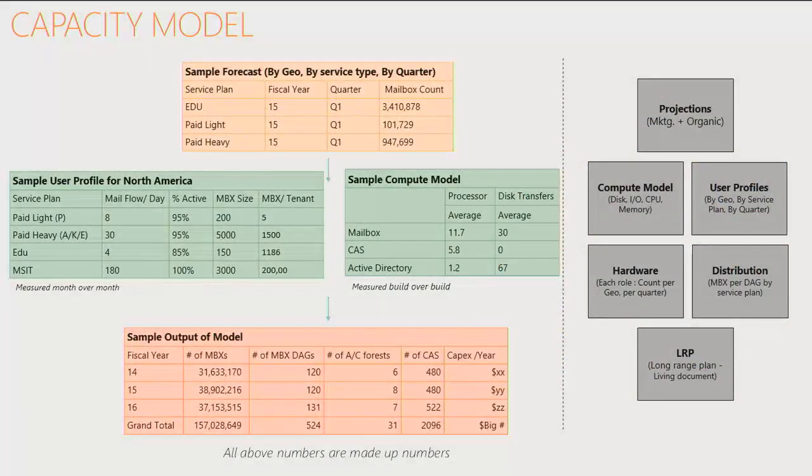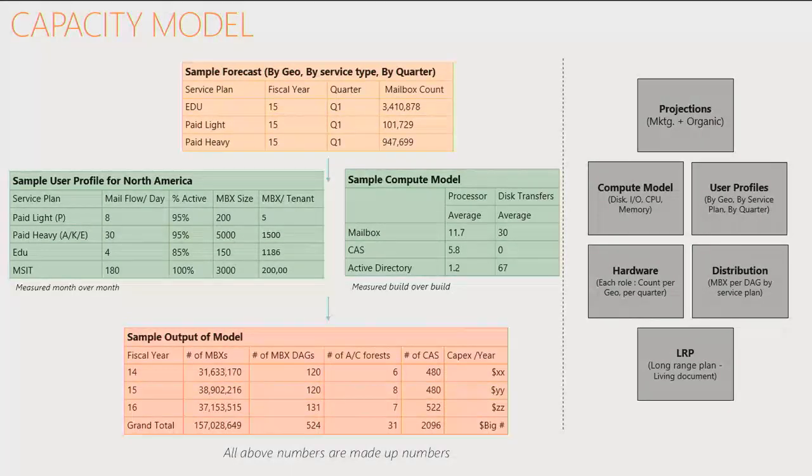This is a sample capacity model which we use for our service. As I was showing before, we come up with a sample forecast. This is a combination again of our organic as well as market projections. And then we come up with the user profiles. This is a sample of different types of service plans, how many mail flows they do, what kind of activity rate we see for those service plans, what the size of the mailbox is, how many mailboxes there are per tenant, how many AD objects, how many folders, and so on.